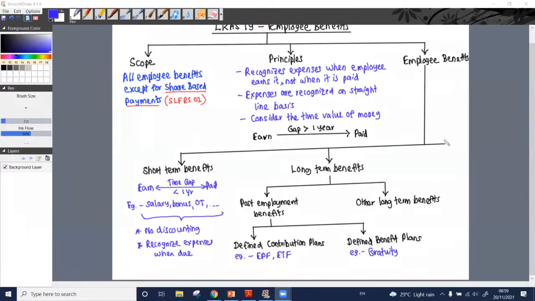And the other category is termination benefits.